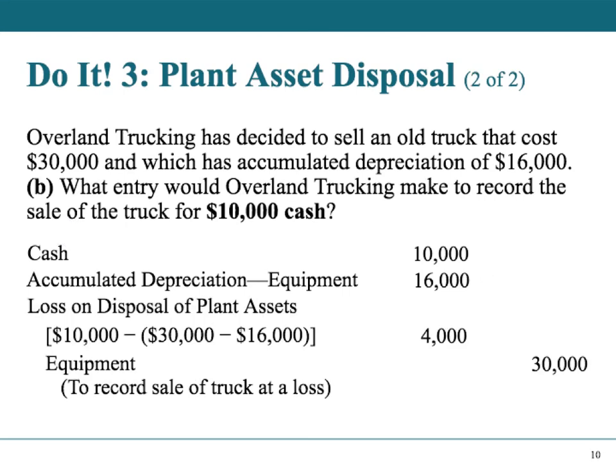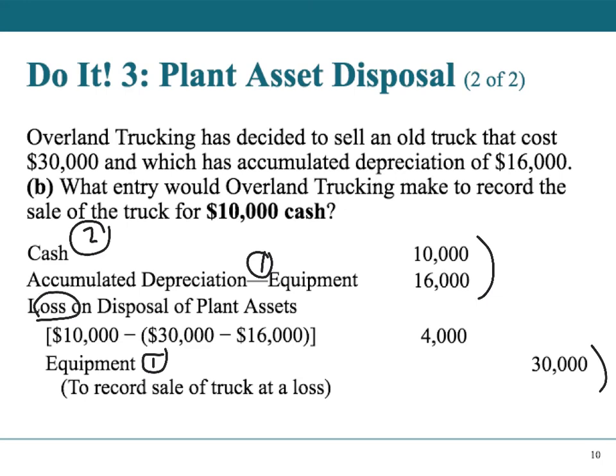Okay, one more. We decided to sell a truck, cost 30, accumulated 16, and your proceeds are only 10. Again, take off the equipment, take off accumulated depreciation. Okay? Step number 2, put cash in. We received cash. And then compare your debits and credits. You've got 26 versus 30. You need an extra 4 on the debit side. It must be a loss.